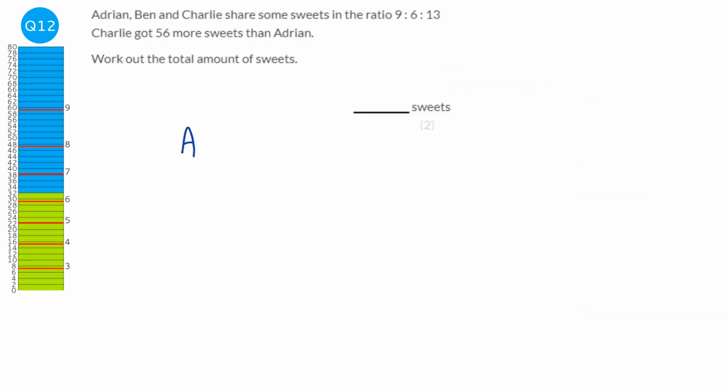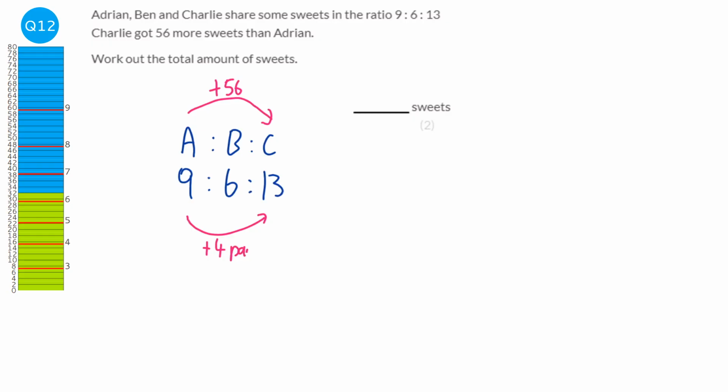So this question says that Adrian, Ben and Charlie have some sweets, and the ratio of Adrian to Ben to Charlie is 9 to 6 to 13. But it also says that Charlie got 56 more sweets than Adrian. Looking at the actual parts of the ratio, there are 4 more parts. So plus 4 parts represent plus 56 sweets. So 4 parts are worth 56 sweets.